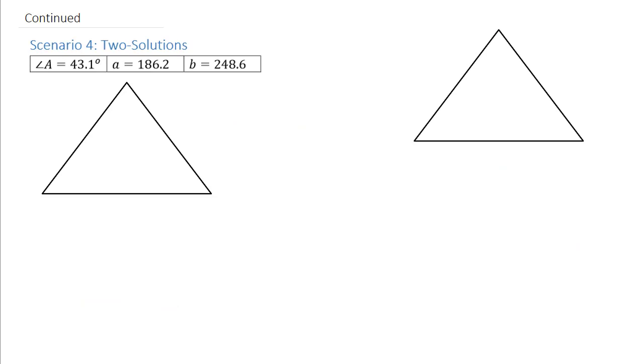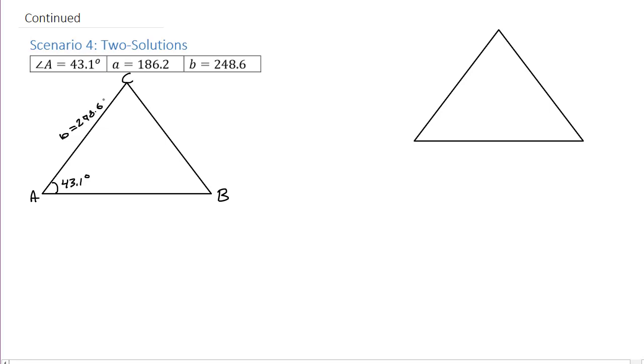Okay, so here we go again. When we start a question like this, I don't think much about what I have. I just draw a regular old triangle like I've done for every triangle, and I go, okay, here's A, here's B, here's C. Angle A is 43.1 degrees. Side B, across from angle B, is 248.6.